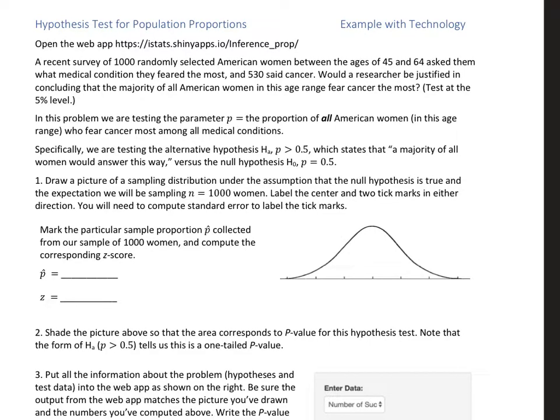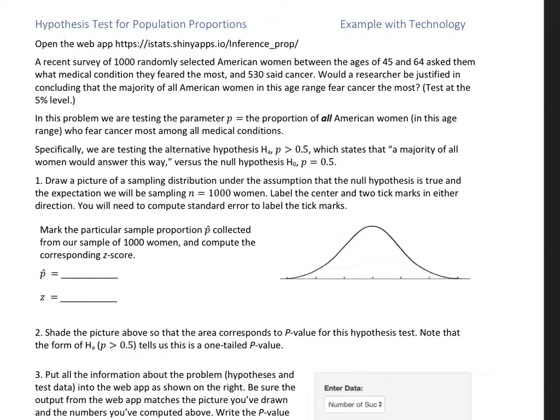Here's an example of what significance testing would look like in the presence of one of the web apps, so we don't have to pay attention to so many details computationally along the way. So in this problem, we're talking about a survey of 1,000 randomly selected American women in a certain age group where we asked what medical condition they feared the most, and 530 said cancer.